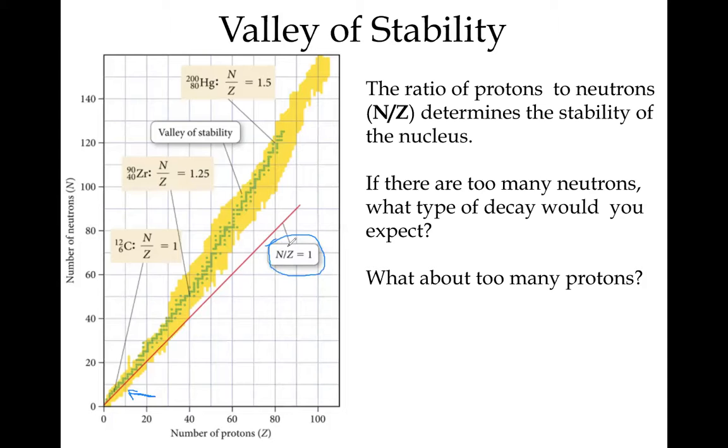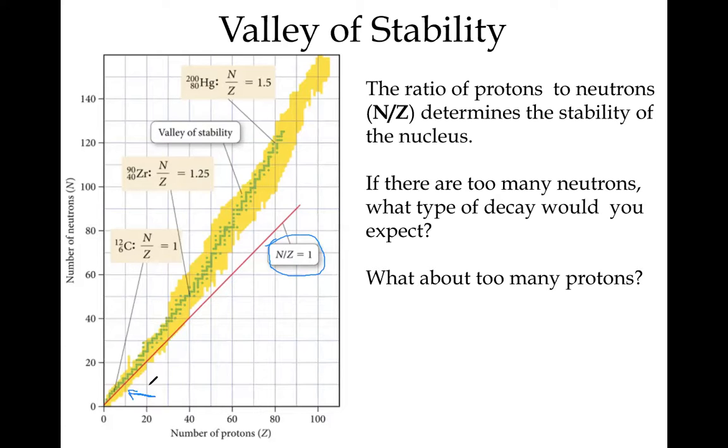So the N to Z ratio, when it equals 1, you have this slope, this line. And as you can see, these lighter elements follow that trend pretty closely. So for instance, carbon-12, which is the most stable, most abundant isotope of carbon, is going to have an N/Z ratio of 1. It's going to have 6 protons and 6 neutrons. Hence, that's why it's carbon-12, right?